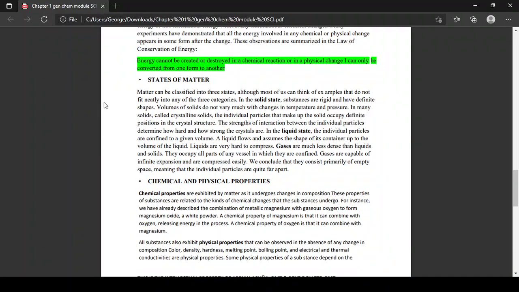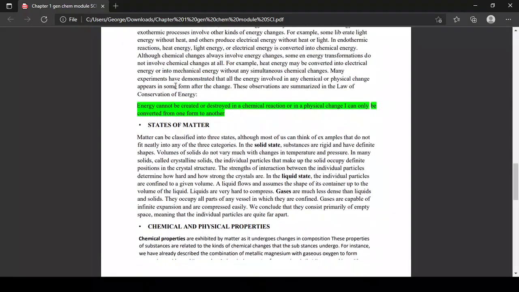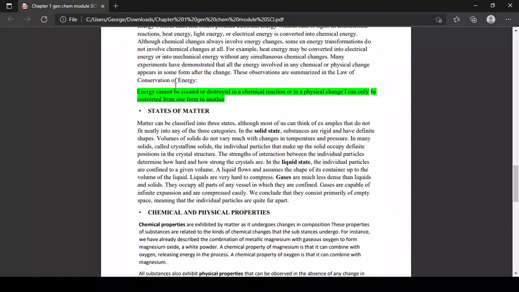For example, our gas. Kids, we are converting the potential energy in our gas into heat energy. Correct?